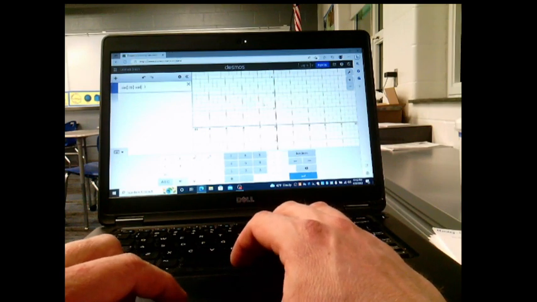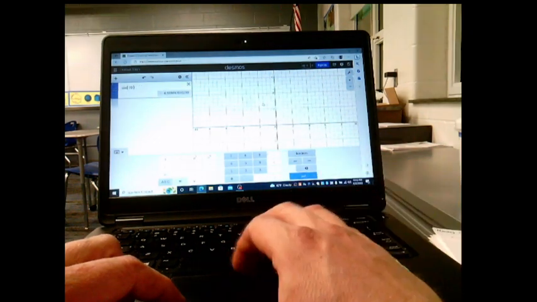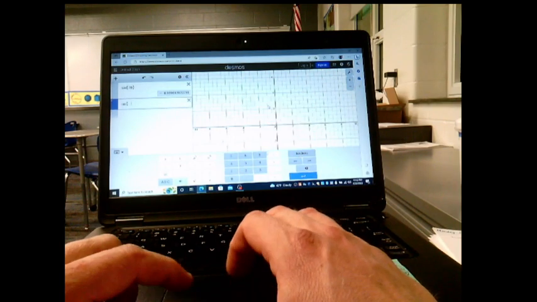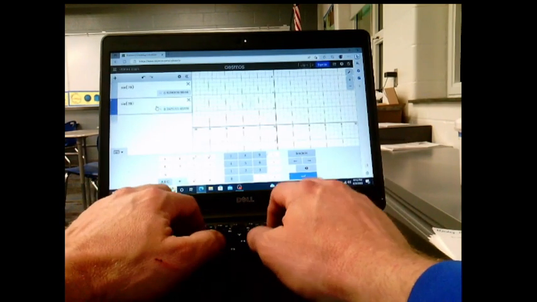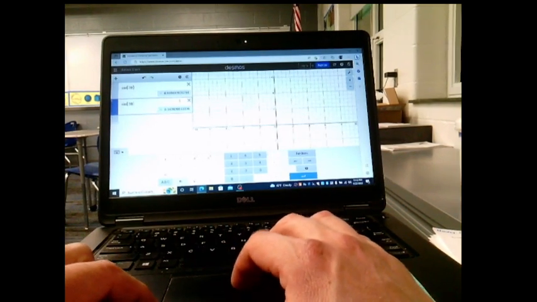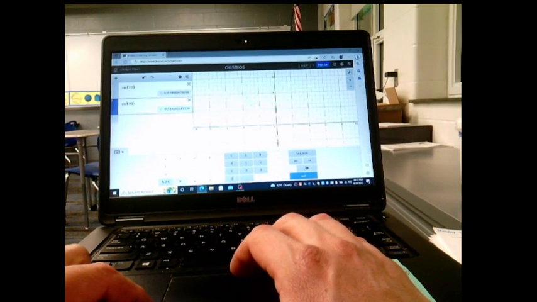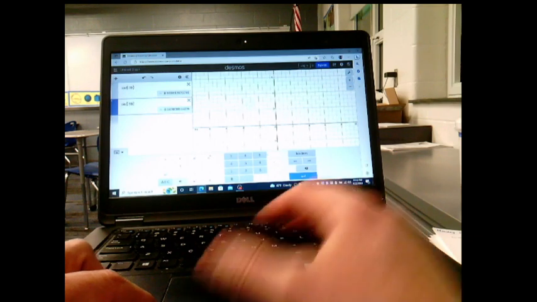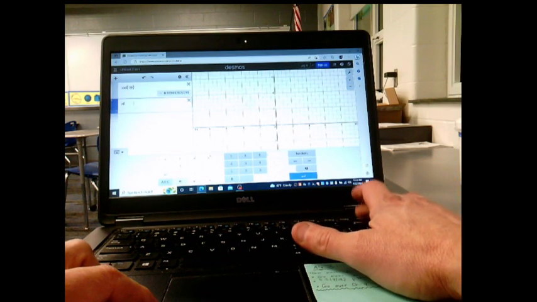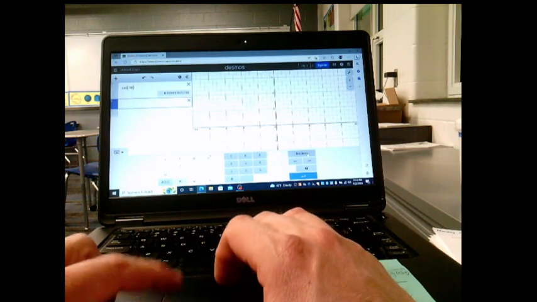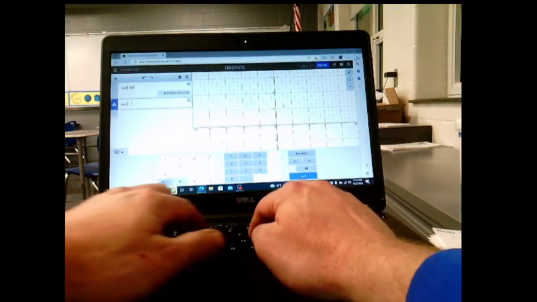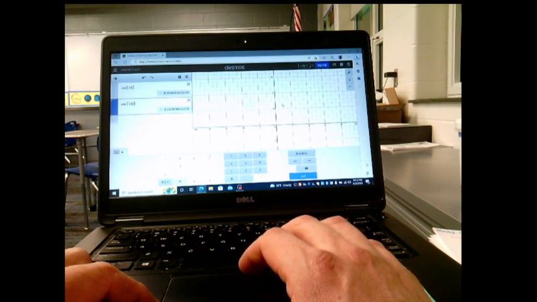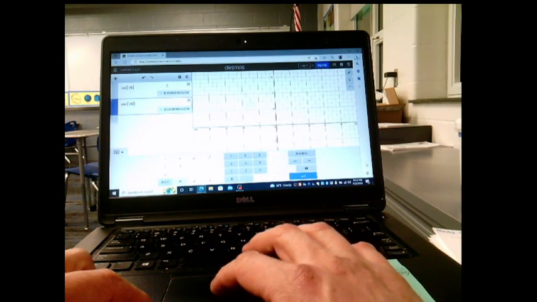Functions, sine of... oh no, I don't go all the way back. Functions, sine of 20. Okay, those are not equal. The second one says the sine of A and the cosine of A. So I'll go to cosine of 70. And if you look there, they're not equal.